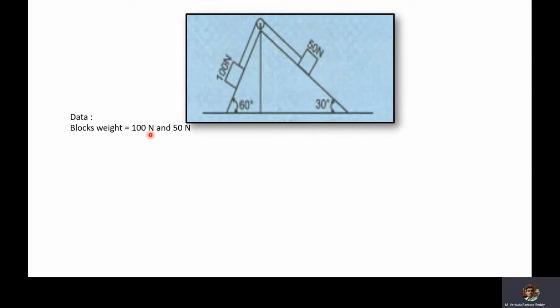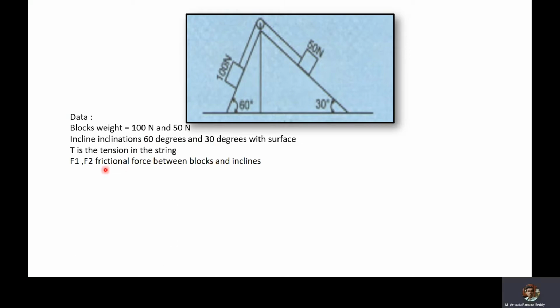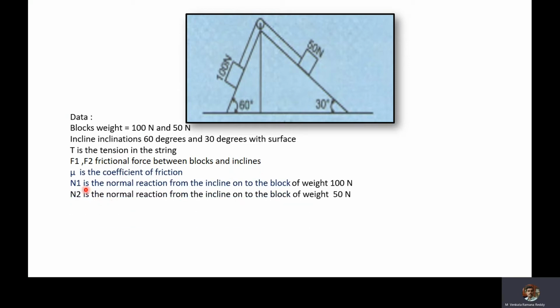Weight of the blocks: 100 newtons and 50 newtons. Inclinations with the surface: 60 degrees and 30 degrees. T is the tension in the string. F1, F2 are the frictional forces between blocks and inclines. Mu is the coefficient of friction. N1 is the normal reaction from the incline onto the block of weight 100 newtons. N2 is the normal reaction from the incline onto the block of weight 50 newtons.